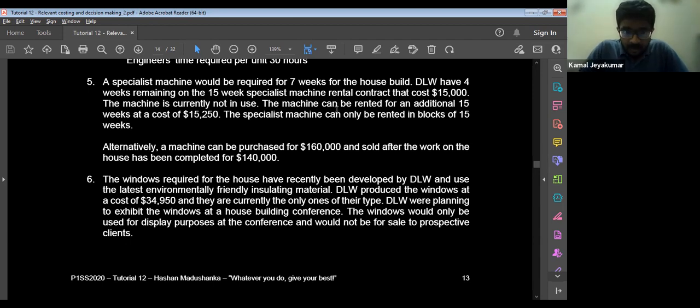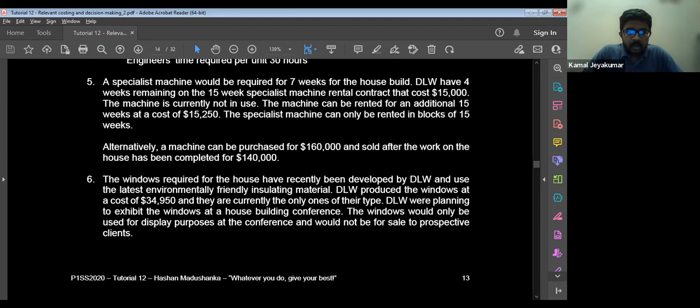So there are two options now. One is you can rent the machine, paying 15,250 for another 15 weeks, because you can't rent it for just 3 weeks. They give it only on a 15-week basis. Or you can purchase an entire machine for 160,000, to own it. Then after the work is done, you can sell it for 140,000. So your effective cost will be $20,000 there, because you're buying it for 160 and then after your work you're selling it for 140.